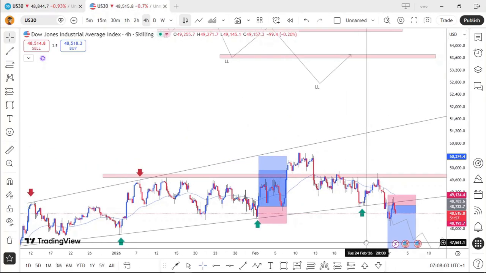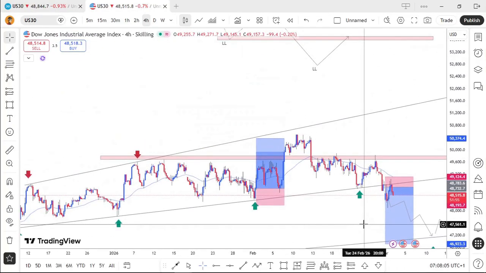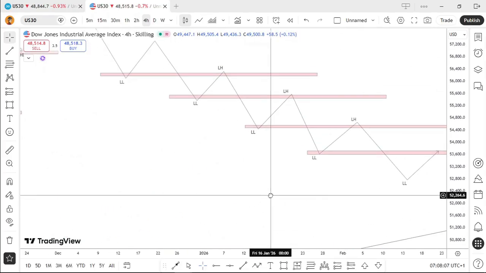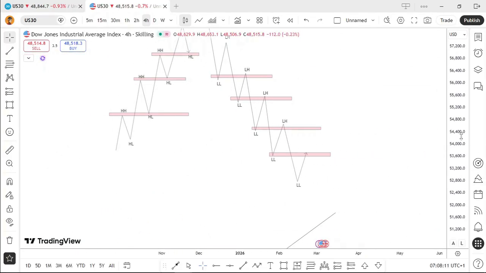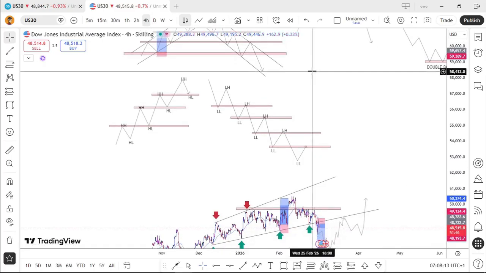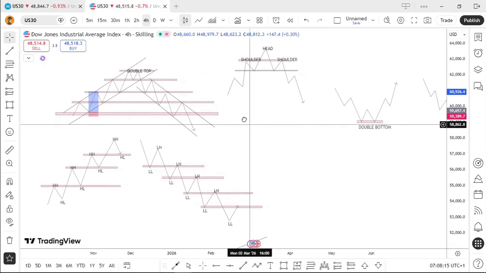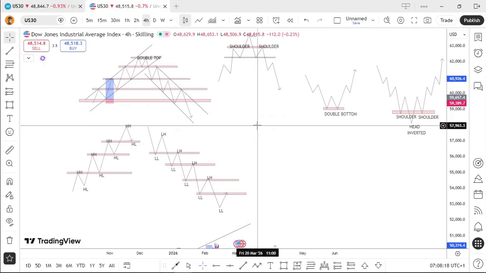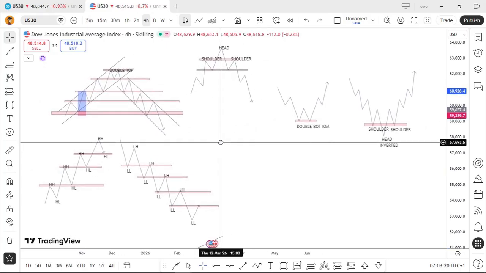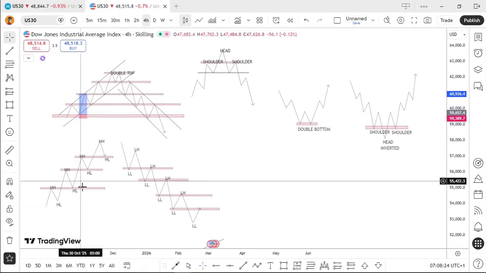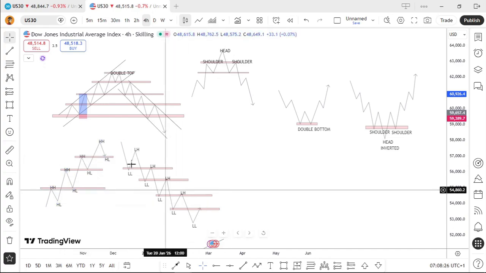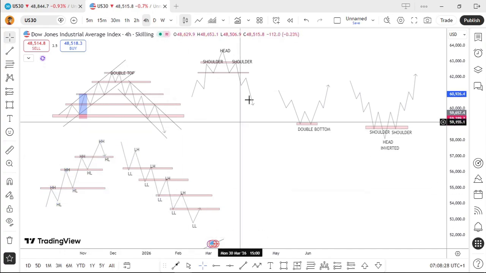So that's how this market moves. This market moves by creating higher highs and higher lows. These higher highs and higher lows that the market is creating are what we call market structure. That's how the market moves, by creating higher highs and higher lows.